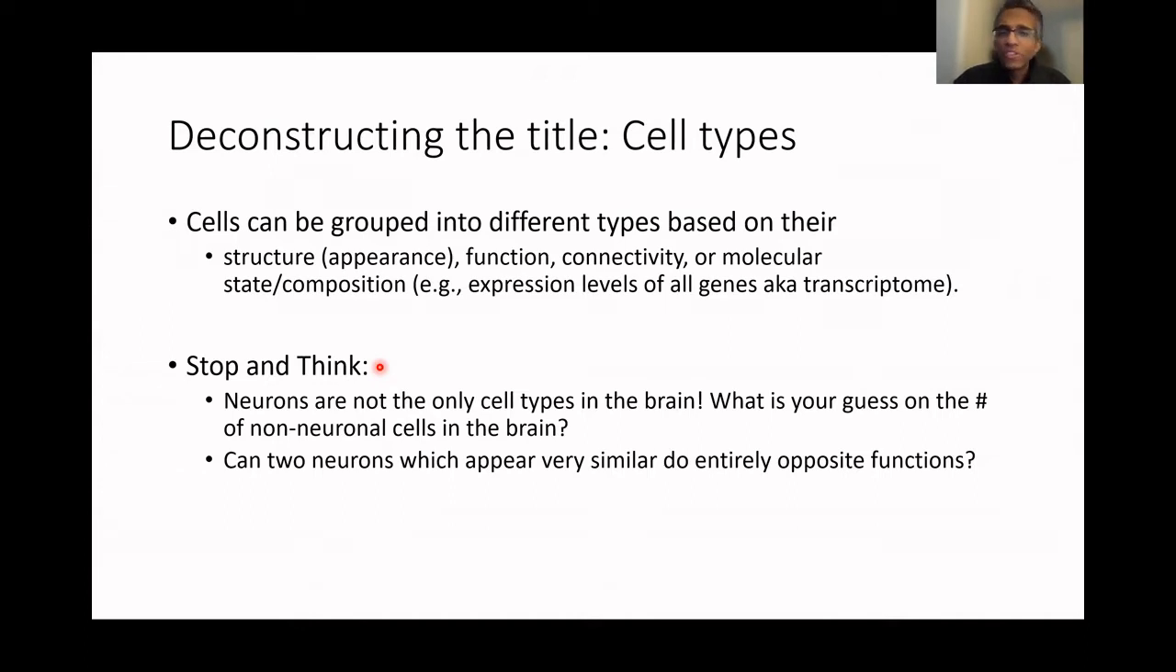And then, can two neurons which appear very similar do entirely opposite functions? That will tell you why we cannot use structure or appearance alone to classify cells into different cell types. You need to look at their function, their connectivity, or their internal molecular states. So I also want to pose this question: if two neurons appear very similar, can they do entirely opposite functions? These are the two questions. I'll give you a moment of pause. And also to save bandwidth, let me just switch off my video.